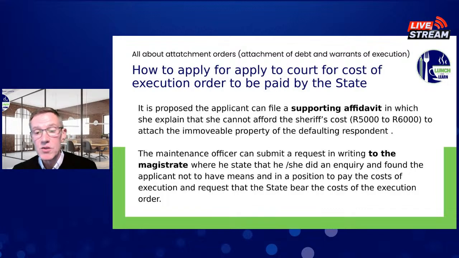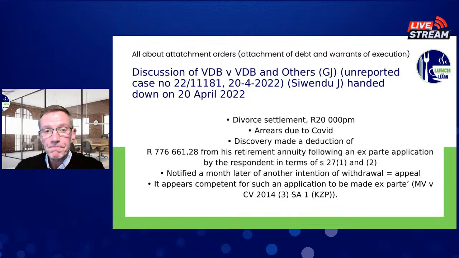The maintenance officer will then take your request, which is usually done in the form of an affidavit, to the maintenance magistrate and request the maintenance magistrate to order that the state pays for the cost of the warrant of execution.